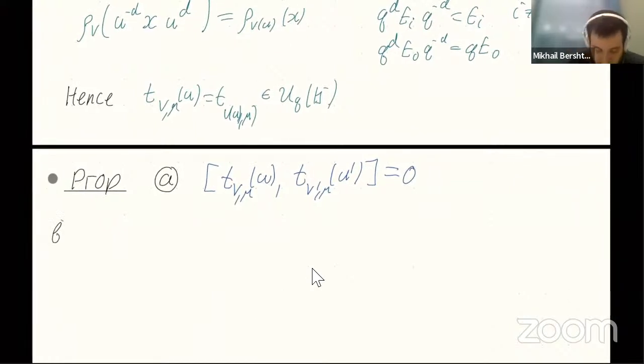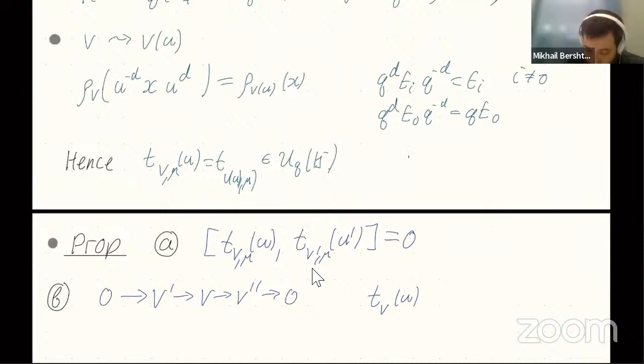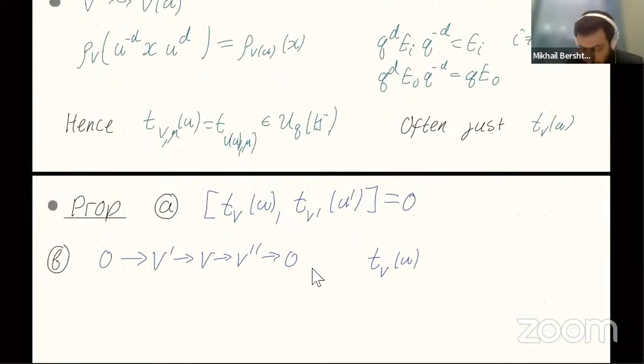B: actually A is the main property, but everything else just follows. It's quite easy, but I just state it for completeness. If you have a short exact sequence of modules, then we have equality of the corresponding T V mu. Okay, I will not write mu below. Often mu is always fixed. So then T V of u is equal to the sum of T V prime of u and T V double prime of u.